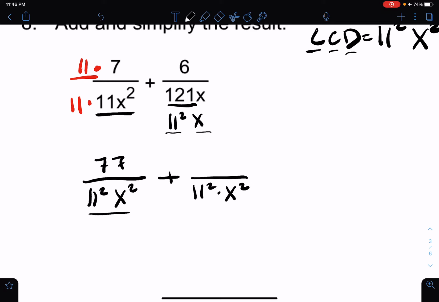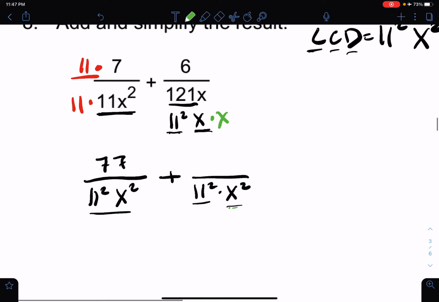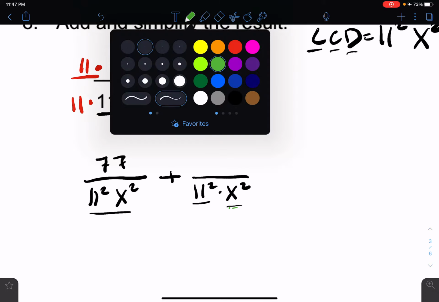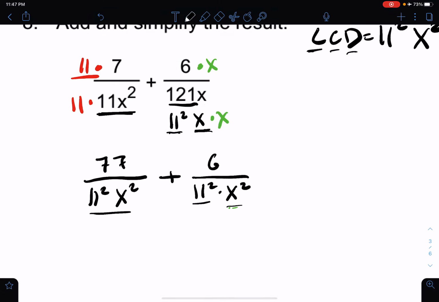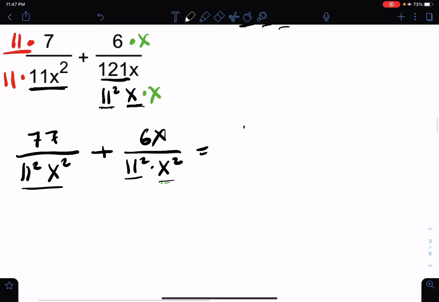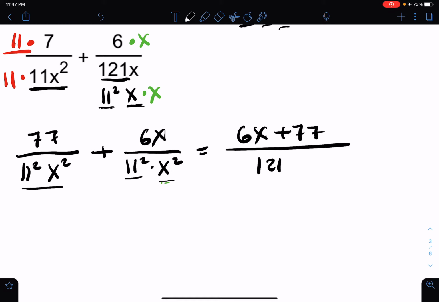Now I'm looking at 11 squared. Well, there's 11 squared. That's good. And now what am I missing with this denominator to make my LCD? I'm missing an x. So now I have the LCD, x times x is x squared. But I must multiply the numerator by x in order for this to be an equivalent fraction. So I multiply the numerator by x, I get 6x. Putting this together, x's first: 6x plus 77 all over 121, which is 11 squared, x squared. And there it is.